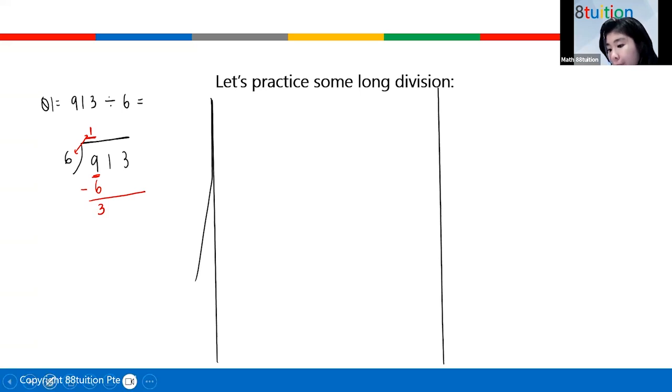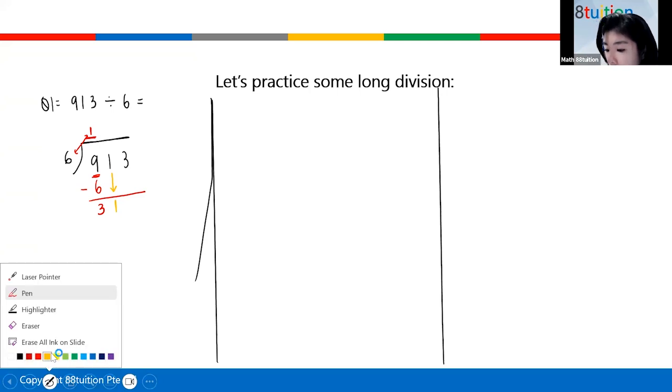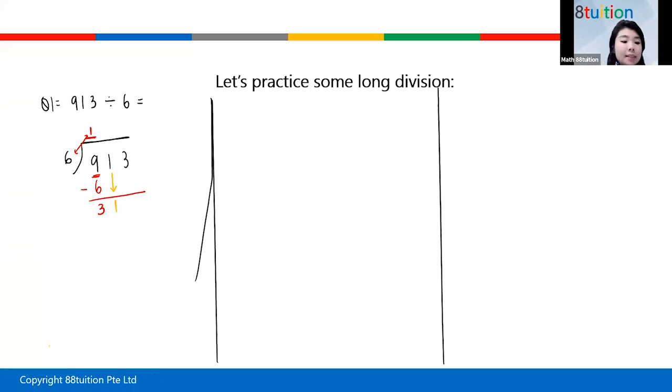What is the next step, Sophia? You bring 1 down. Fantastic. The rest of you, please focus as well, okay? Now I have 31. Sophia, can 31 be divided by 6 nicely? No. So what is the closest number again that can be divided by 6 but is smaller than 31? 30. Very good. Can you tell me how did I get 30? 6 times 5. So I'm going to put 5 here, because 6 times 5 gives me 30.